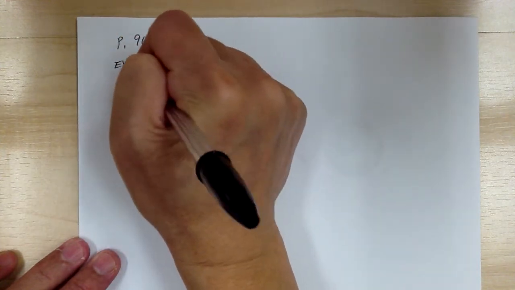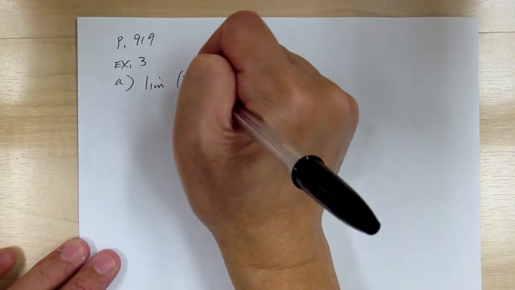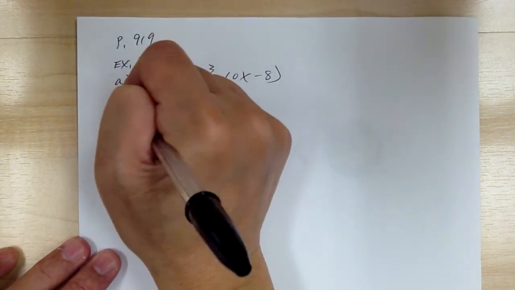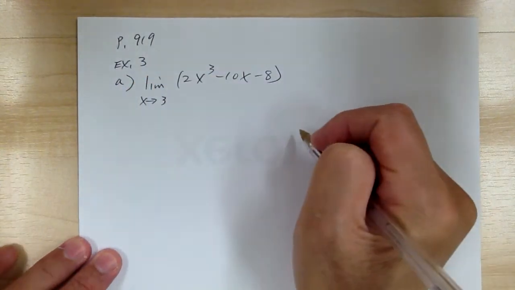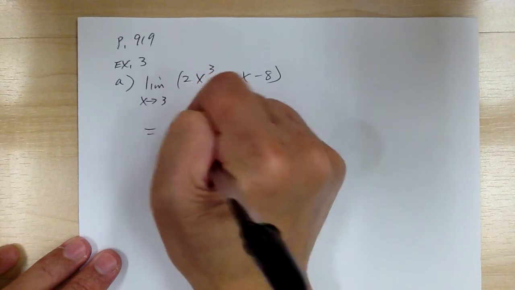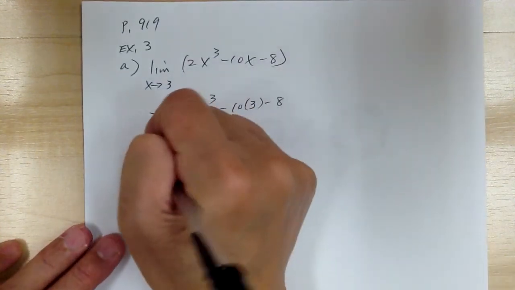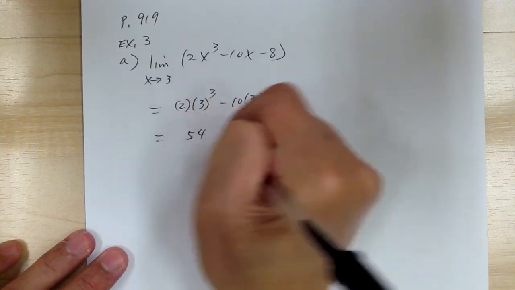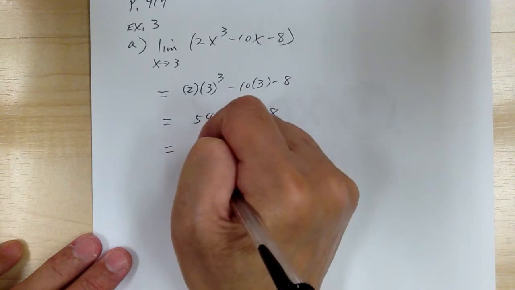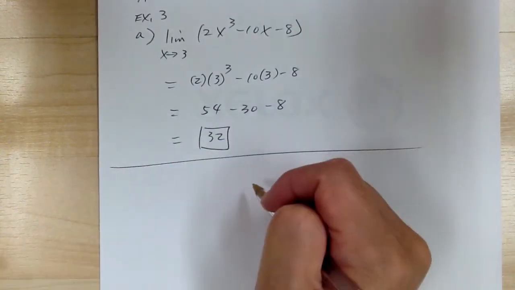A, you have the limit of 2x cubed minus 10x minus 8 as x approaches 3. First, see if you can substitute directly. So this is equal to 2 times 3 cubed minus 10 times 3 minus 8. So this is 54 minus 30 minus 8, so 24, 32. Okay. So again, if you can substitute, go ahead and substitute.